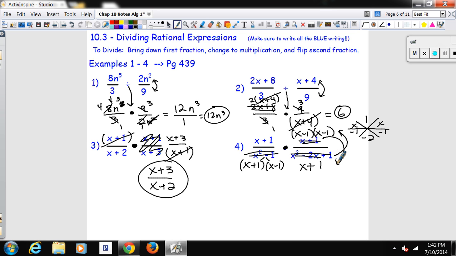That's factored. So let's see what we can cross out. There's an x plus 1 here, and there's an x plus 1 there. There's an x minus 1 here, there's an x minus 1 up there. So on the top, you're going to be left with x minus 1. On the bottom, you're going to be left with x plus 1. Cannot reduce the x's. Remember, these are in a parentheses. They're connected. Can't reduce the x's. Leave it as is.